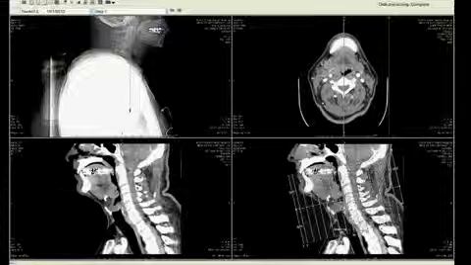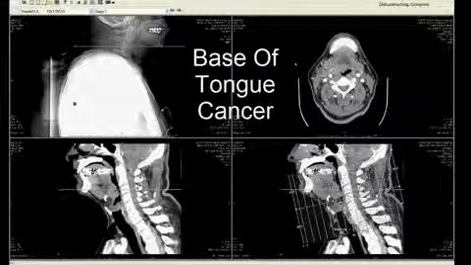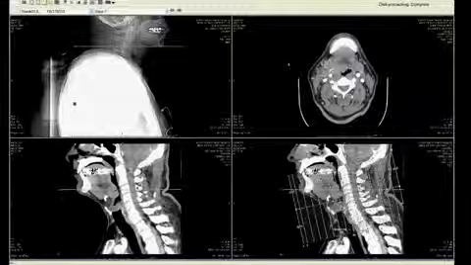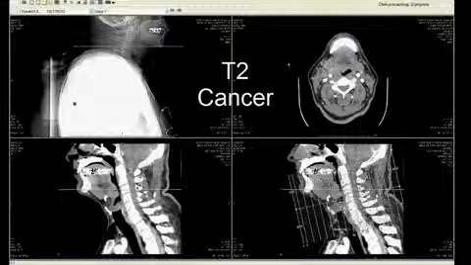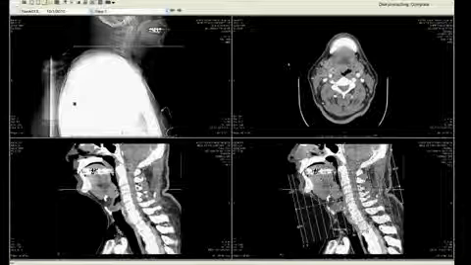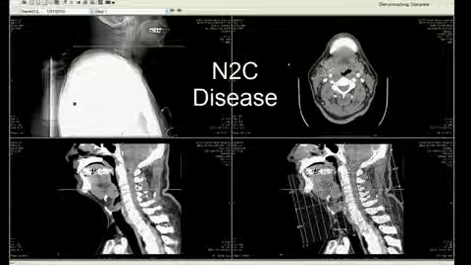So in summary, we have a patient who has a base of tongue cancer which extends into the vallecula. It measures approximately 3 centimeters and therefore is a T2 cancer. And the patient has bilateral necrotic lymphadenopathy, multiple lymph nodes, and therefore represents N2C disease.